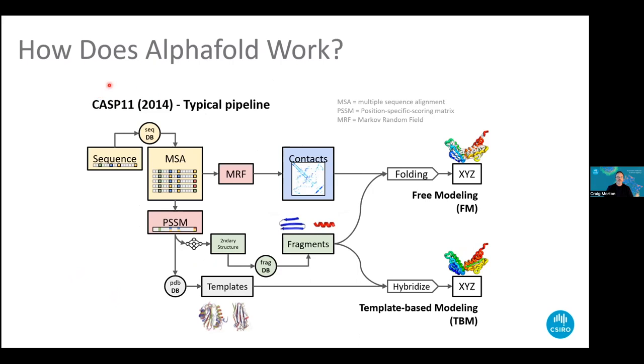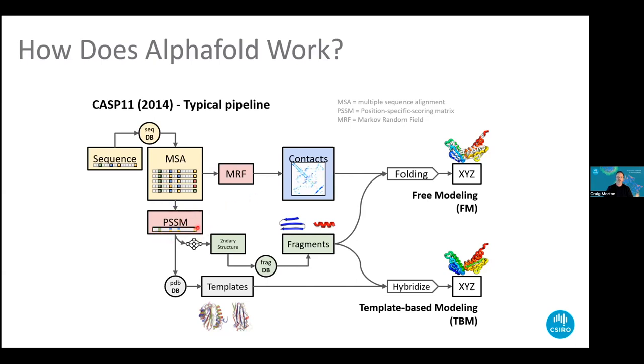So back in 2014, with CASP11, the same protein prediction competition, a typical pipeline looked like this. You'd take your sequence, you'd look against a sequence database and make a multiple sequence alignment for all the sequences that lined up with the sequence you were trying to model. Then you did various clever things with it. You did position-specific scoring, where you looked at what residues lined up with each other. And you used various computational analyses to predict what contacts may exist between amino acids remote from each other in the sequences.